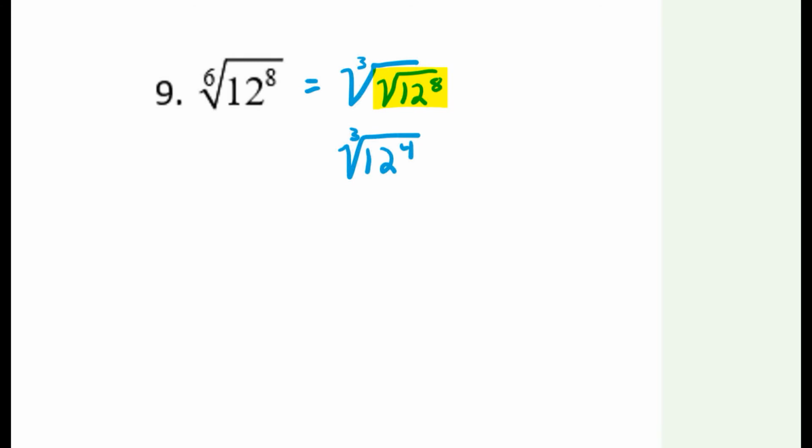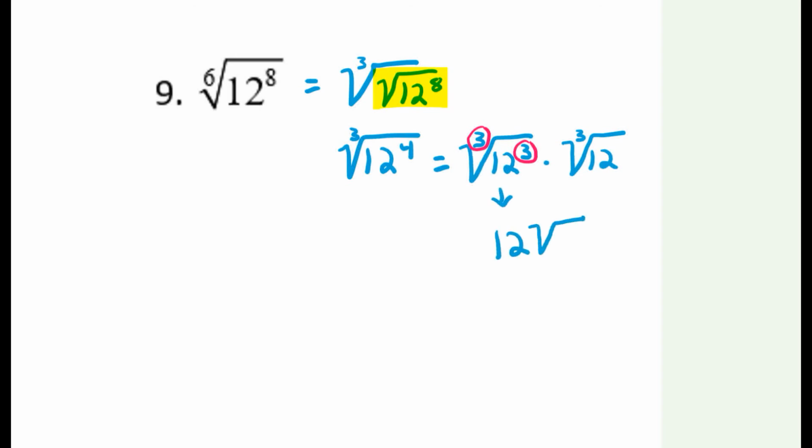So now I've got the cube root of 12 to the 4th, and I can separate that into the cube root of 12 to the 3rd times the cube root of 12 to the 1st. So we know that here, because the exponent matches the index, I have a perfect root. So that's going to come out as 12, and I'm going to be left with the cube root of 12 for this portion. So again, that's fully simplified.